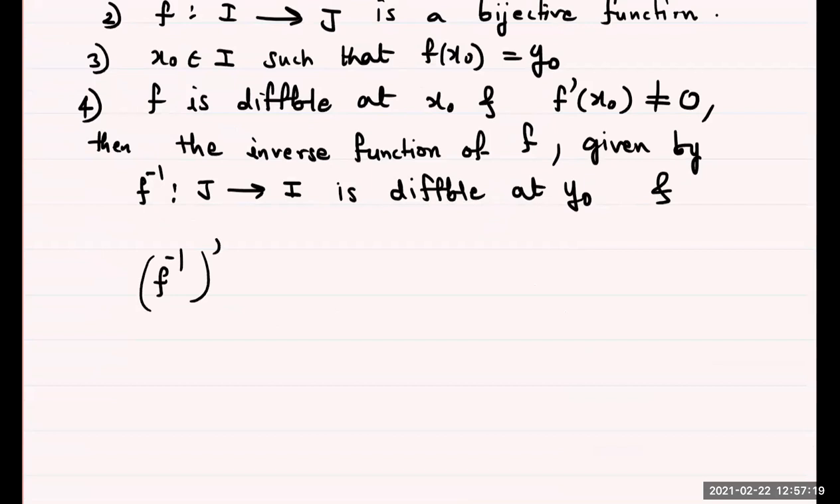Where will this come? Who is in j? In j is y naught. This will be at y naught, and it will be equal to the reciprocal. In the inverse, we take the reciprocal, that is the rule. Find the derivative of f, but where will it come? It will be at x naught. f will be having a derivative at x naught. To find the derivative of f at x naught and take the reciprocal. That is the derivative of the inverse function.